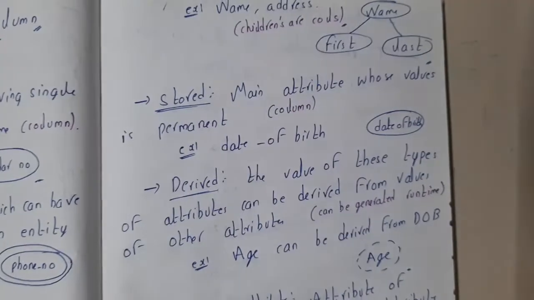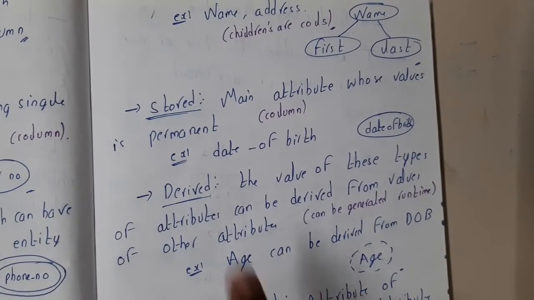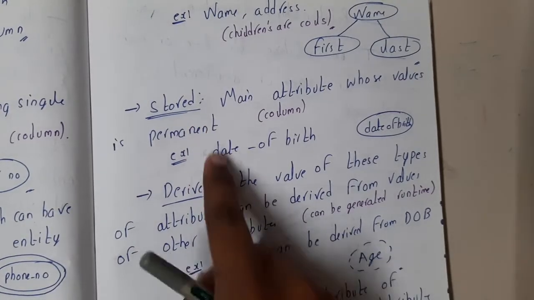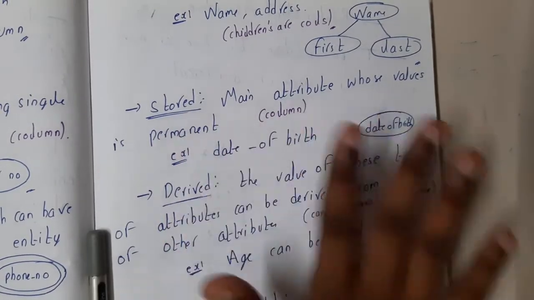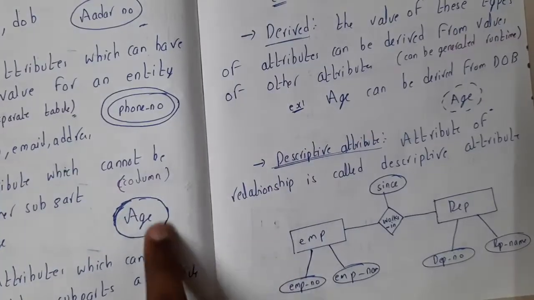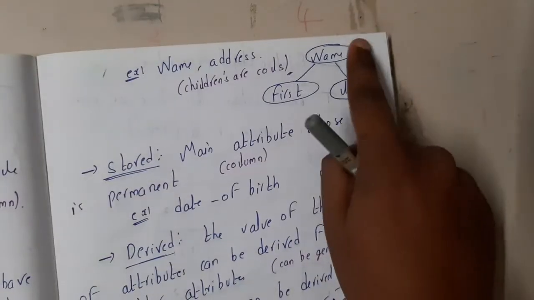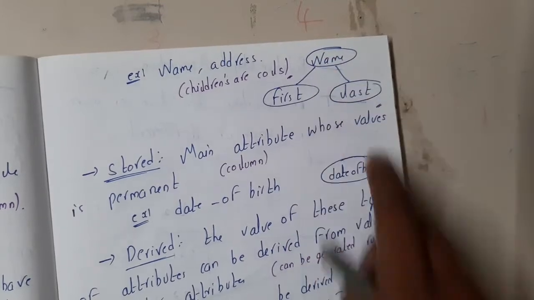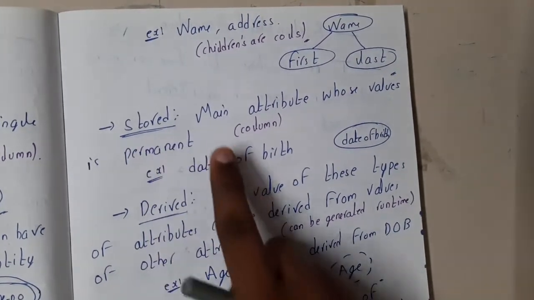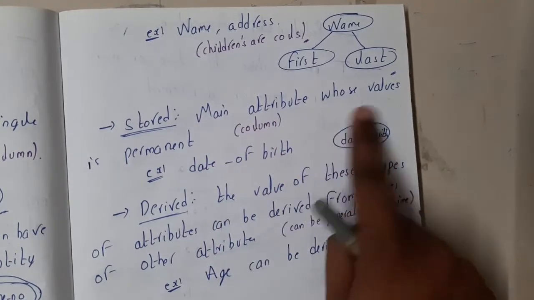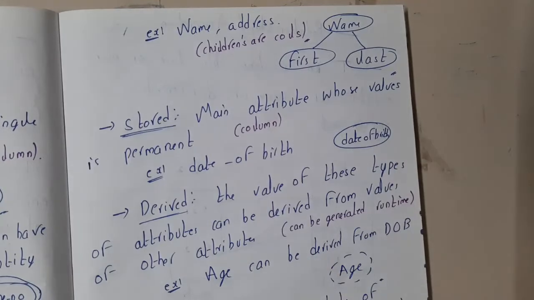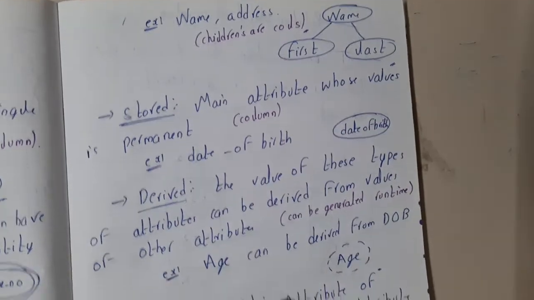Yes. Okay, so now moving on, the next type is stored and derived, guys. Stored means these values are going to be stored permanently. I think everyone is seeing the symbols, right? This is just a circle. This one is going to have a hierarchy. So name is divided into first name, last name, in that way, right? Yes. Stored means main attributes whose value is permanent. So basically this value will not be modified at any moment of time. So that is stored, like date of birth.